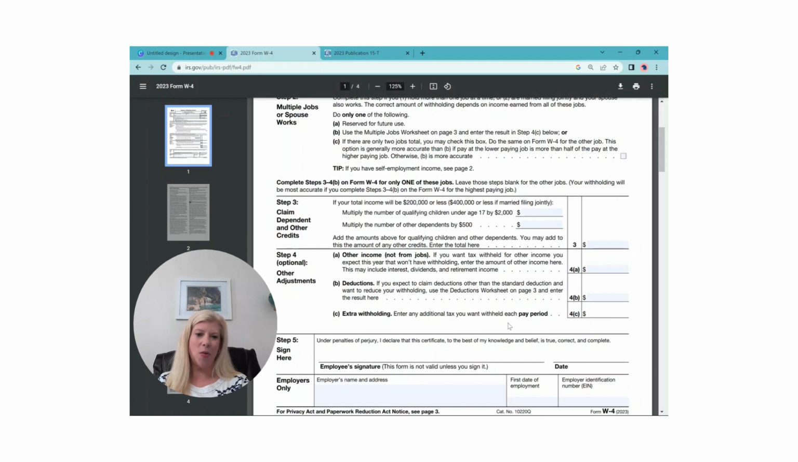If you're getting paid every week, you're going to get 52 paychecks. So divide that $1,000 by 52 and put that figure in there. So that should get you a little bit closer to zero and hopefully not nasty surprises come tax season.